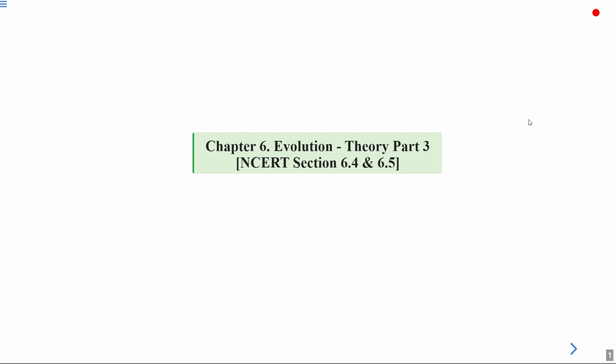Hello everyone and welcome to today's session. Today we'll be discussing the theory related to the chapter evolution. This is part 3 of the lecture, and today we'll be discussing the NCERT section 6.4 and 6.5.